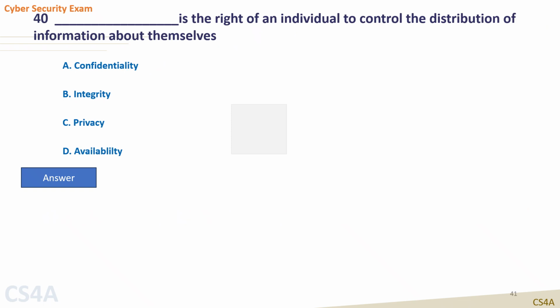Here the question is, what is the right of an individual to control the distribution of information about themselves? So here the keyword is distribution of information. So confidentiality, integrity, and availability is not about distribution of information. It's not about that. It's privacy. Privacy is the correct answer.